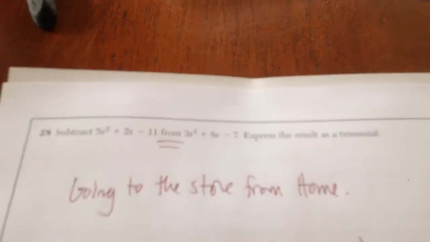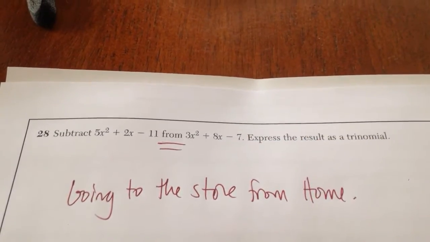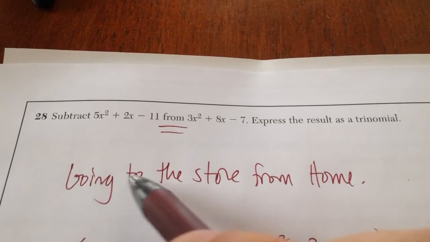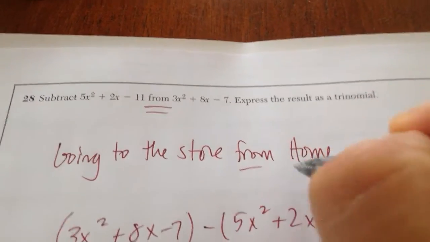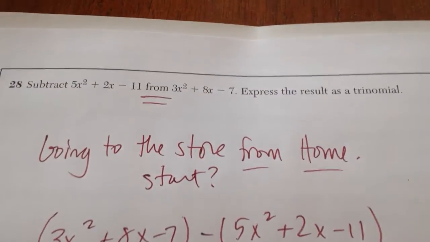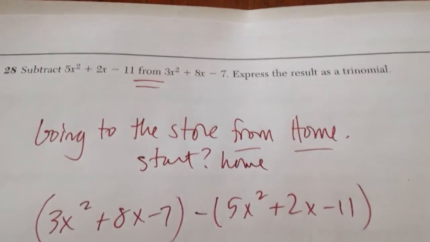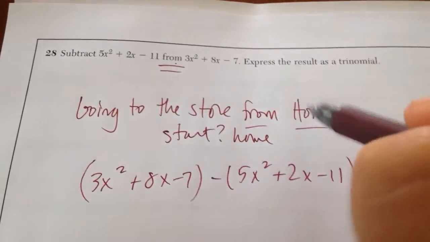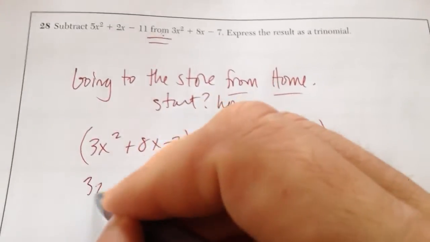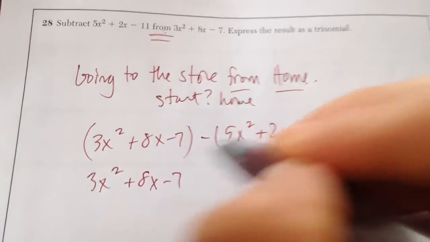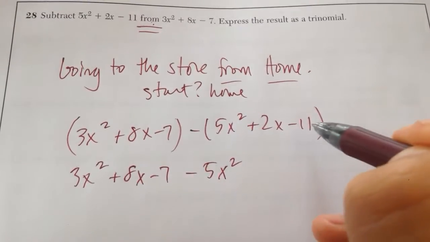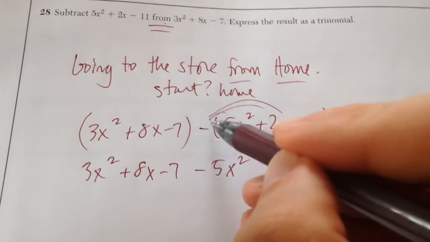Number 28 says, subtract this trinomial from this trinomial, express the result as a trinomial. Think about this statement. If you're going to the store from home, where did you start? Hopefully you said you started at home. So therefore, anything that comes after the word from is your starting trinomial. So what I'm going to do is do 3x squared plus 8x minus 7 minus 5x squared. Now remember, you're subtracting a trinomial, so you're going to have to distribute that -1.